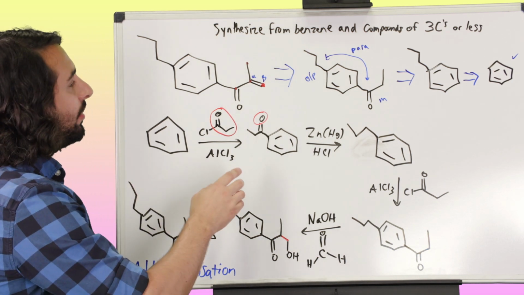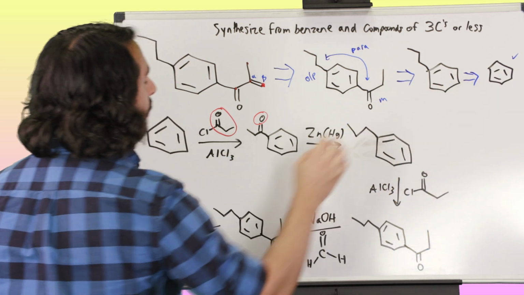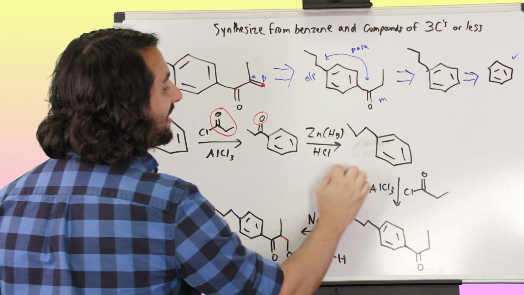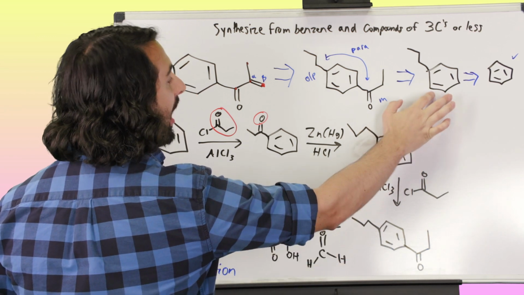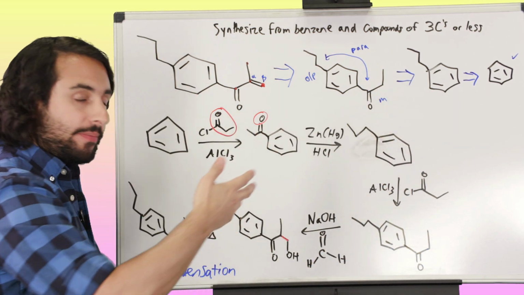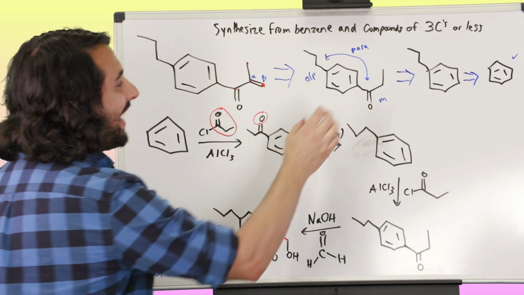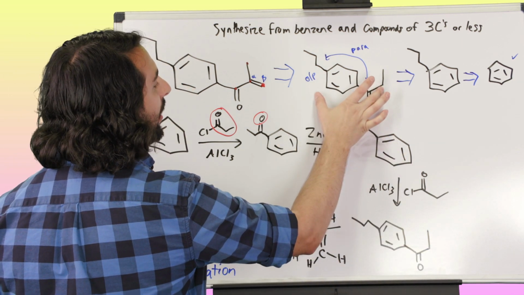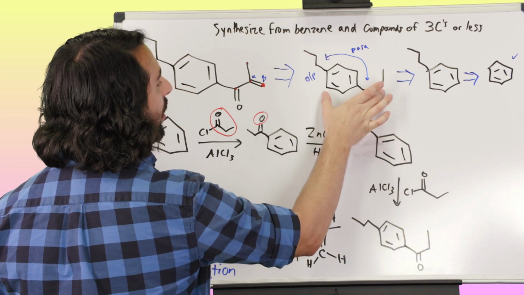Now in the forward direction, in order to go from here to here, we saw that we were going to do Friedel-Crafts acylation followed by Clemmensen reduction to get to here. And then to go from here to here, that was simply the same Friedel-Crafts acylation again to get to here. And now we were almost done, right, because we're here. We just have one more thing to do.